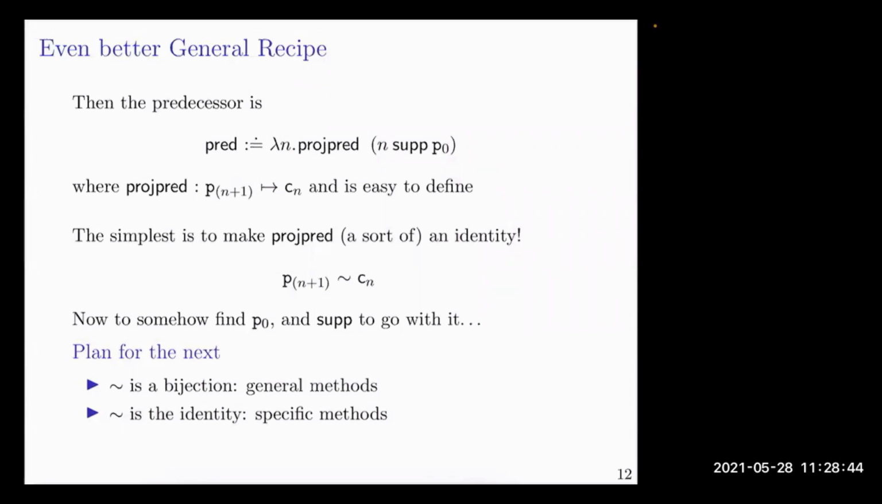So now the task is to find P0 in sub, and go with it. And so the plan for the next: what is this expression which I called by tilde? In general methods which I explained, tilde is a bijection. And in some specific method which I explained, tilde is the identity. So this Pn plus 1 is actually the church numeral themselves.